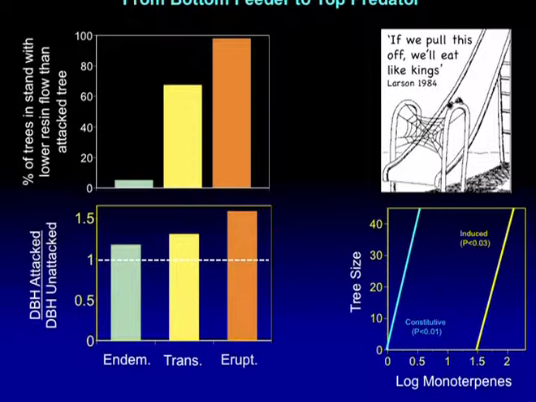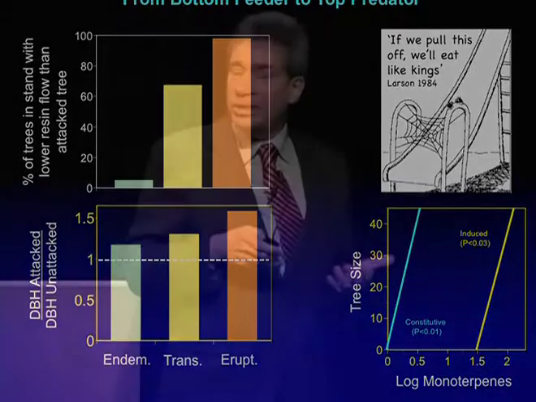And then when the population starts to transition, they're a little closer here, just above 50%. And then when they're in the eruptive stage, they're actually going out of their way to select the better defended trees. Now, it kind of raises the question, why would a mountain pine beetle attack a well-defended tree?